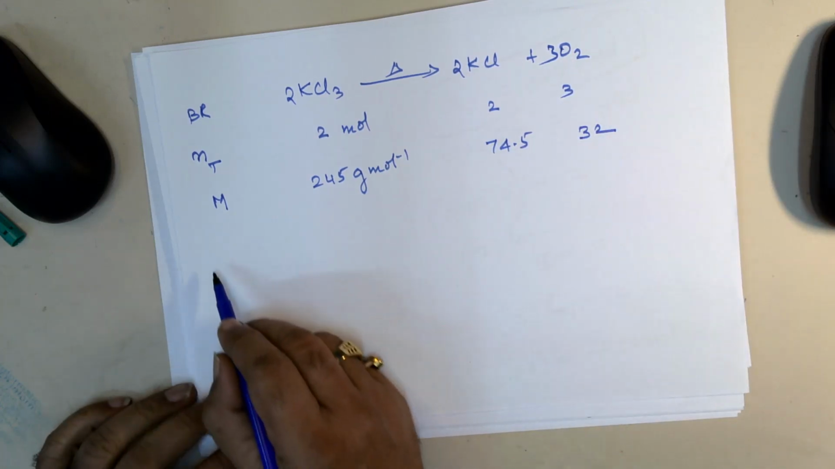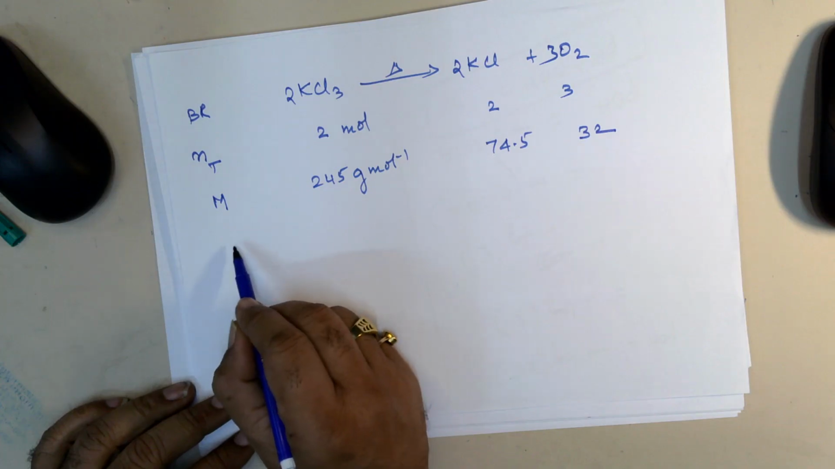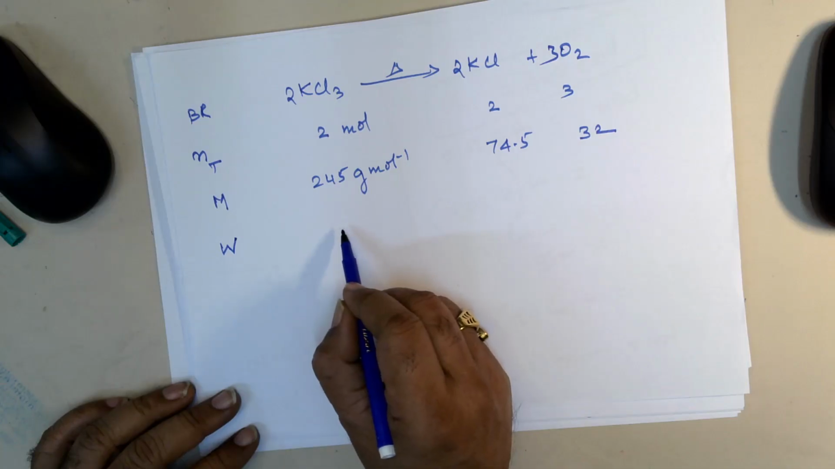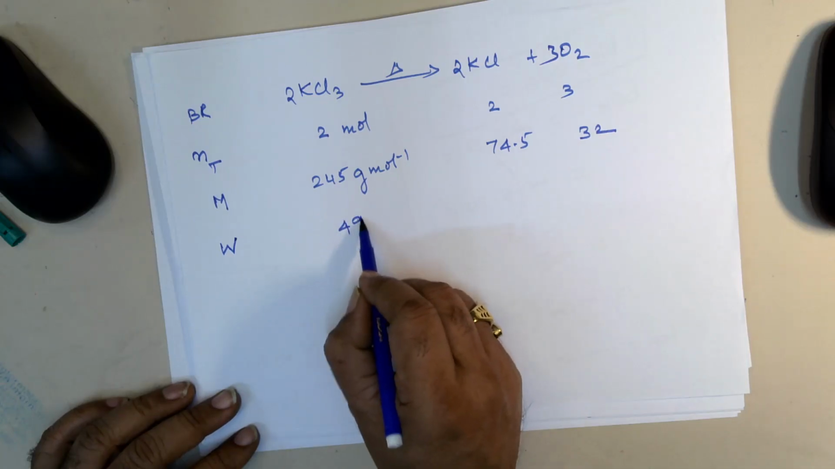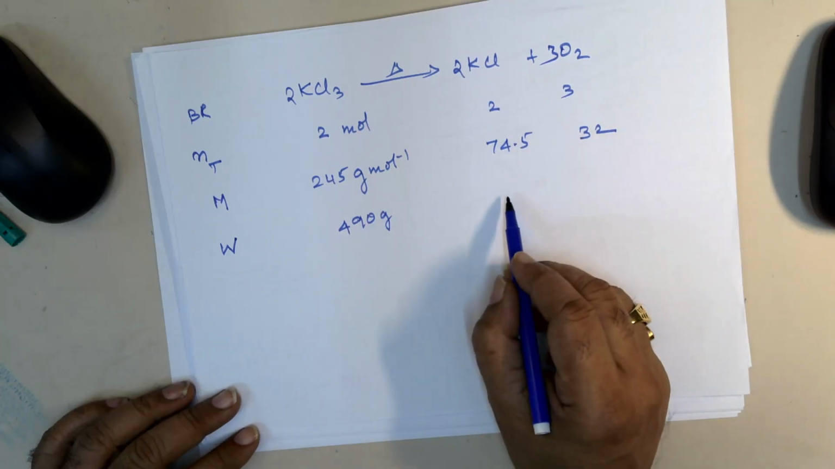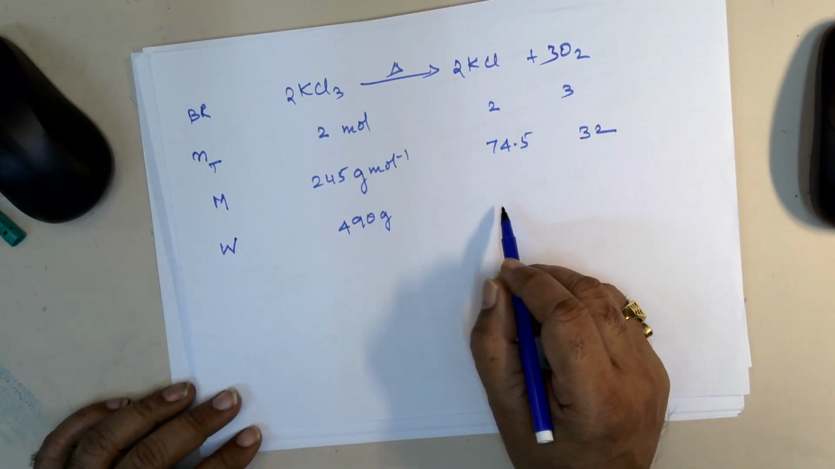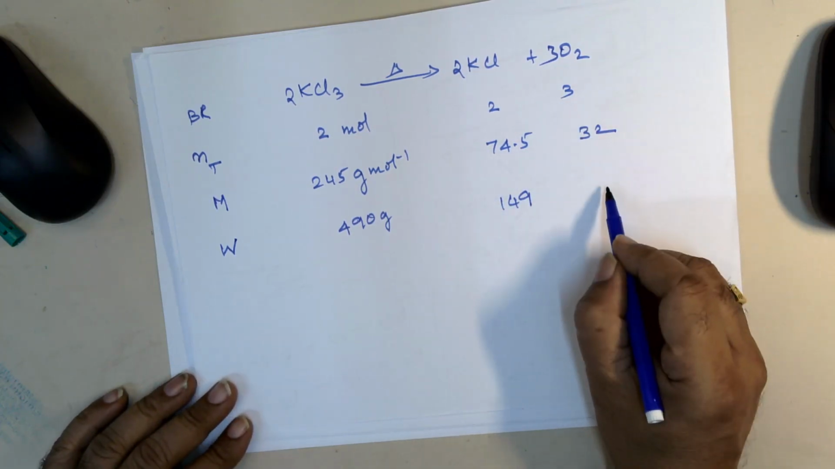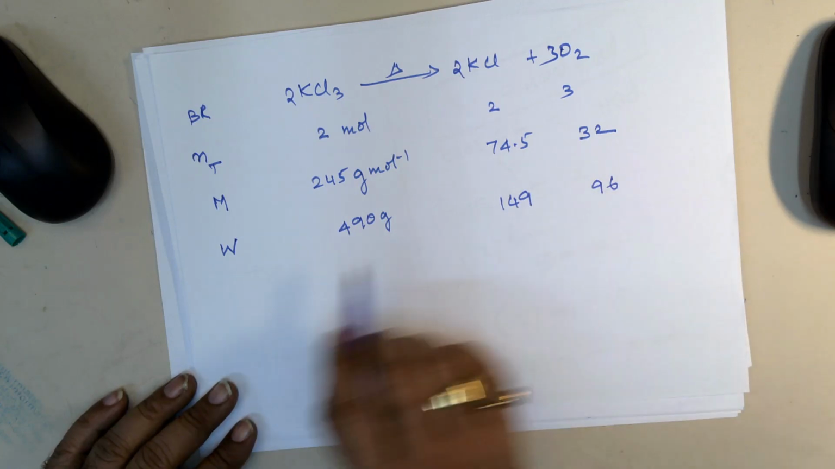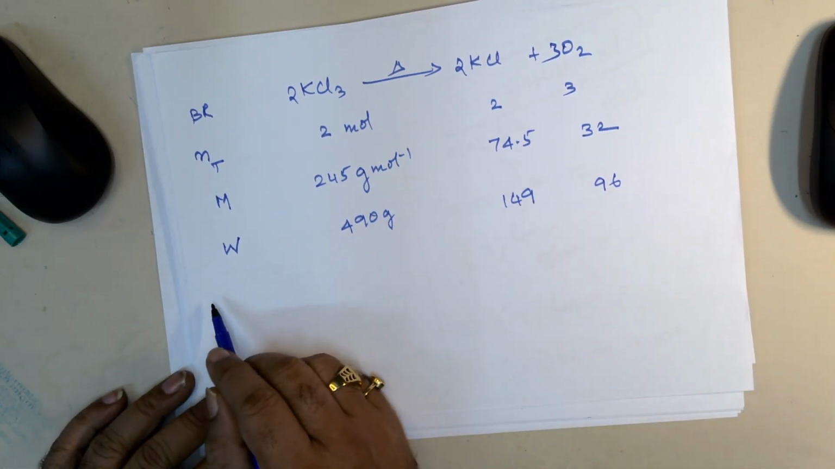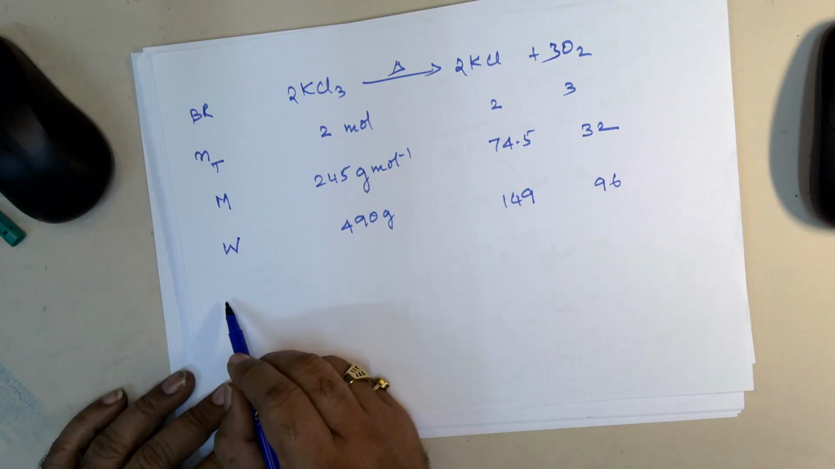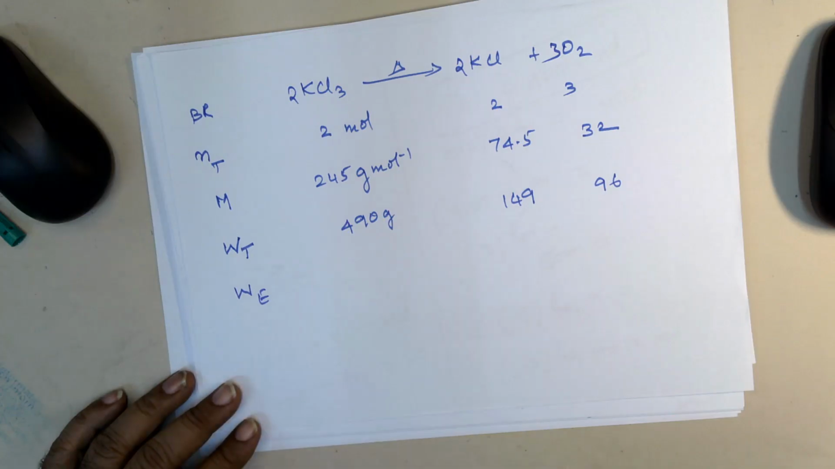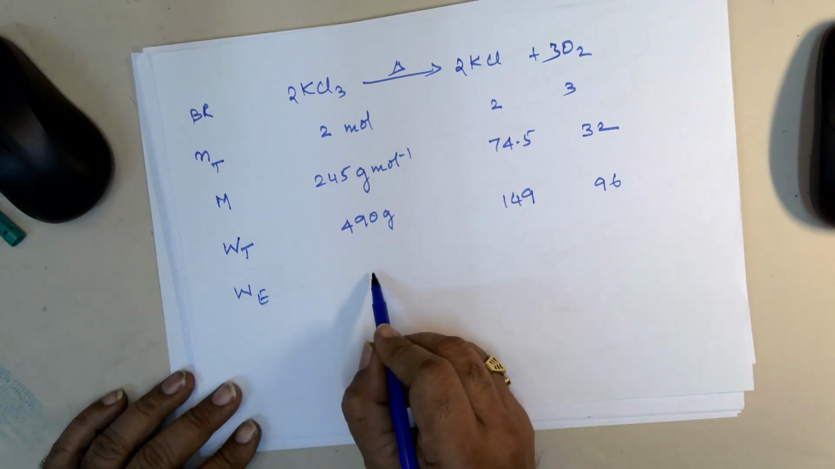32. Okay. Now we have put the mass and the next step, what is that? Weight. So 2 into 245, that is 490 gram. So this much. 149. And here 96. Let it be. Now what is our objective? We have to find out the experimental weight; this is the theoretical weight. Got it?